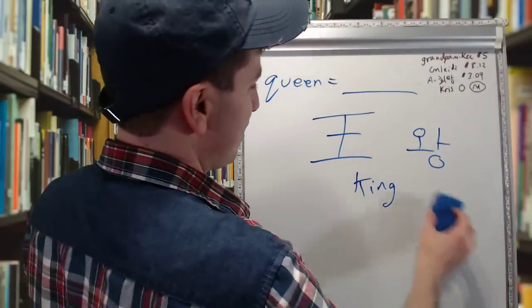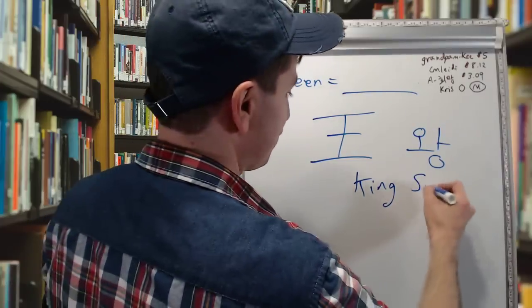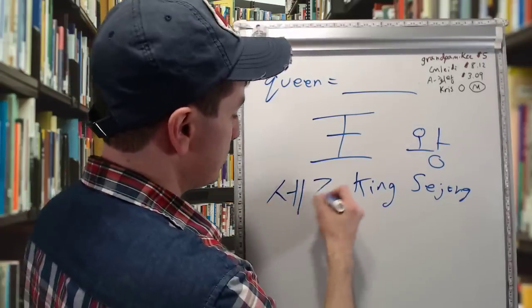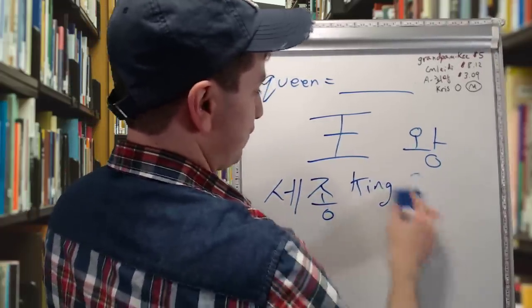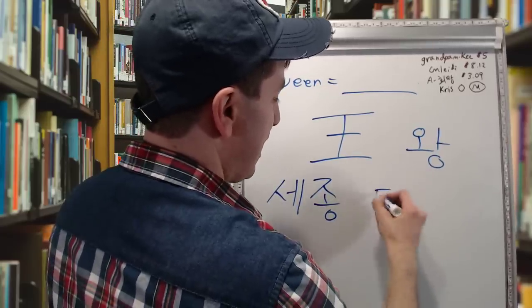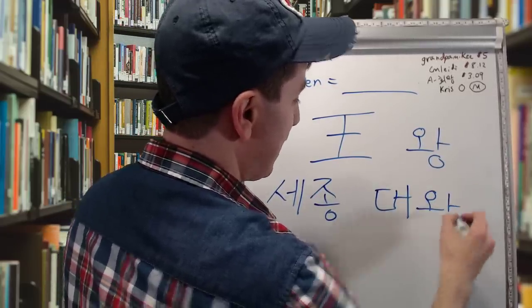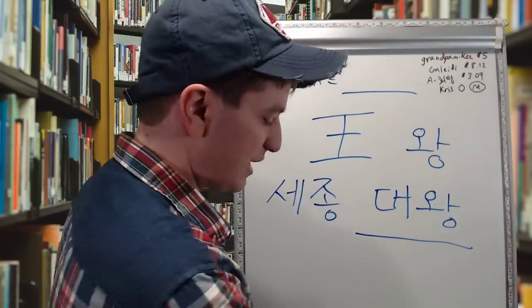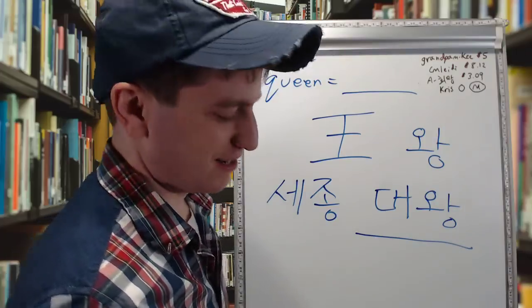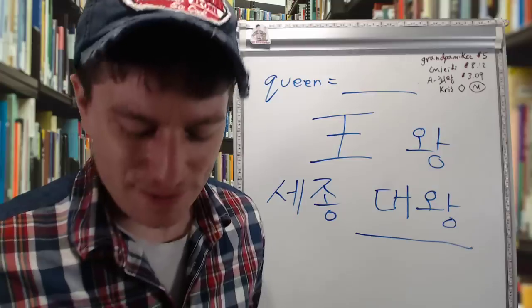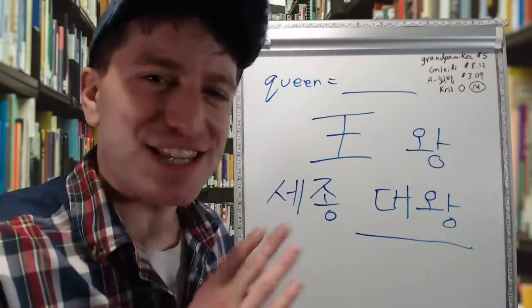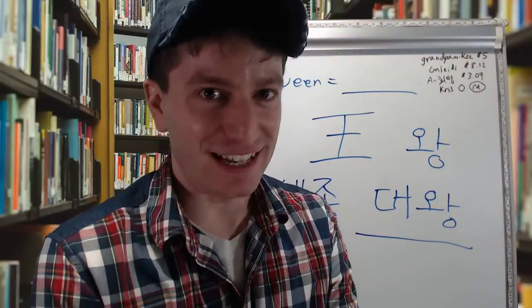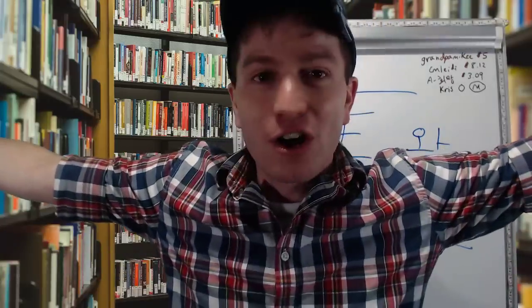Let me tell you something else. Do you know King Sejong? You probably heard his name. King Sejong's name was Sejong. So that's his name, his kingly name. Sejong Daewang. What do you think Daewang means? Take a guess. I'm making you guys guess a lot of stuff here, but you guys are doing pretty good. Yeah, you're right. Big king, literally great as in large.